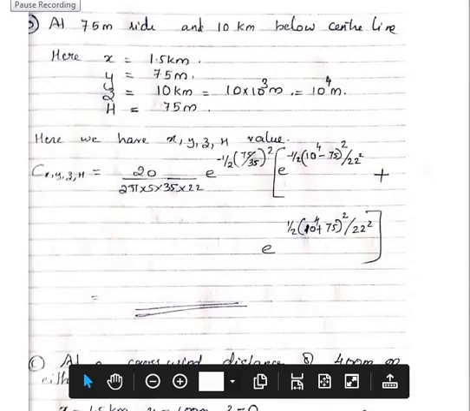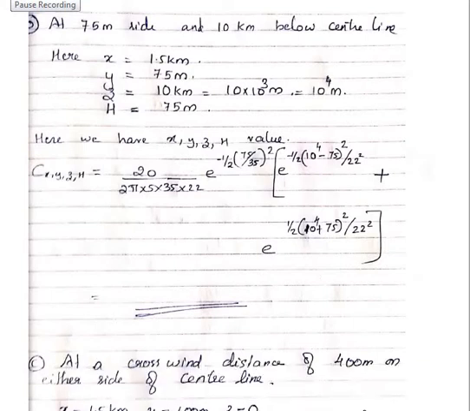And in the second part, we have to find the concentration at 75 meter side and 10 kilometer below center line. So there are some coordinates. Here we are having the value of y and z. In the question itself, it is given x equal to 1.5 kilometer. So y equal to 75 meter. That means if it is a side value, then y equal to 75 meter. And it is below the center line, so z equal to 10 kilometer. Then H equal to 75 meter.